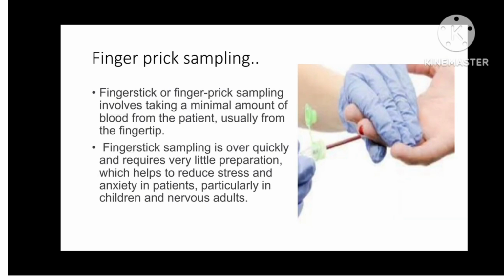Next, we are going to learn about finger prick sampling. Finger stick or finger prick sampling involves taking a minimal amount of blood from the patient, usually from the fingertip. Finger stick sampling is over quickly and requires very little preparation, which helps to reduce stress and anxiety in patients, particularly in children and nervous adults.